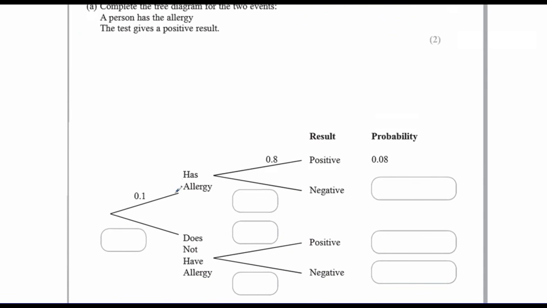Okay, so if there's a 0.1 chance that you have the allergy, well, you either have it or you don't. So the 2 probabilities have got to add up to 1. That's 0.9. Your test can either be positive or negative. 0.8 positive, it's got to add up to 1, 0.2 negative therefore.